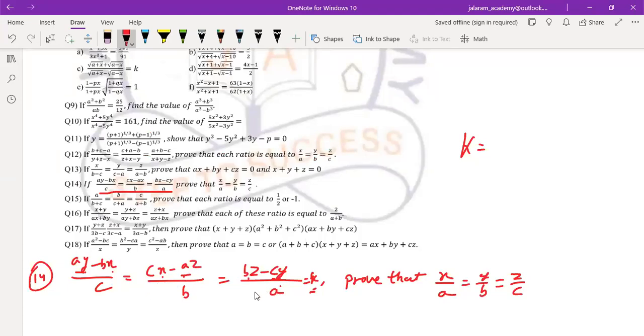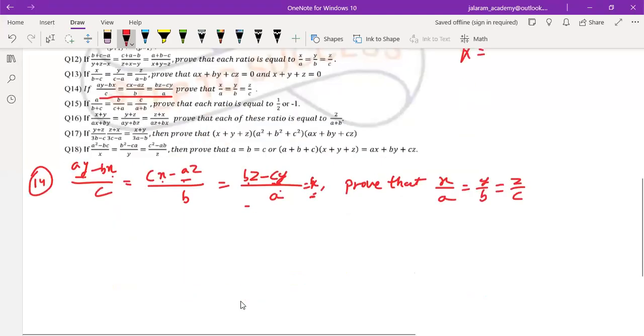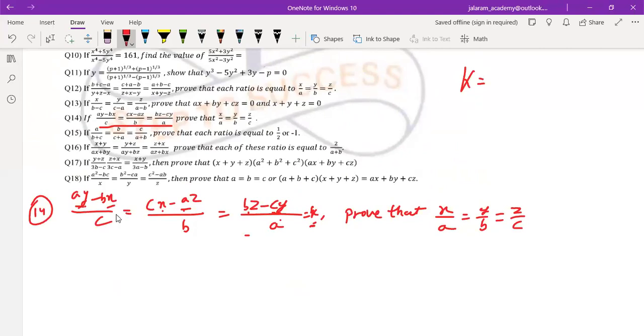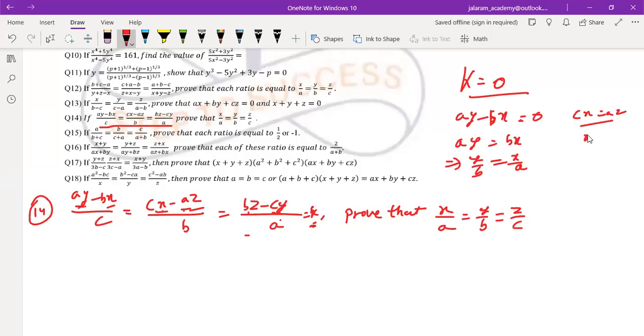So one more thing which comes in our mind, that this is ay - bx. If you prove finally that k equals 0, what will you get? We get ay - bx equals c into 0, that is 0. So ay equals bx, that is, we can write x/a equals y/b. Similarly, if we substitute cx equals az, it also gives x/a equals z/c. And on comparing both, we can get x/a = y/b = z/c. So how to prove that k equals 0?